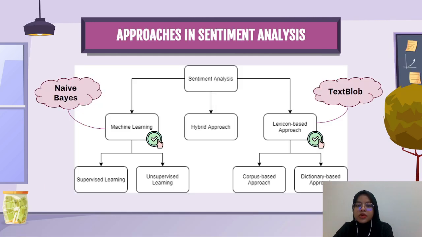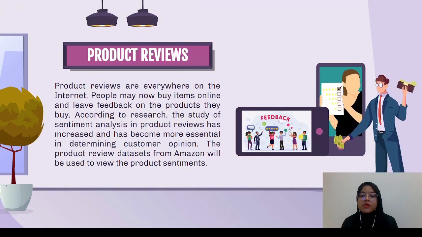So there are three approaches that can be implemented in sentiment analysis, which is machine learning, hybrid approach, and lexicon-based approach. In this project, we will use TextBlob approach for lexicon and Naive Bayes approach for machine learning. So product reviews are everywhere on the internet. People may now buy items online and leave feedback on the product they buy. According to the research, the study of sentiment analysis in product review has increased and has become more essential in determining customer opinion. The product review dataset from Amazon will be used to view the product sentiment.